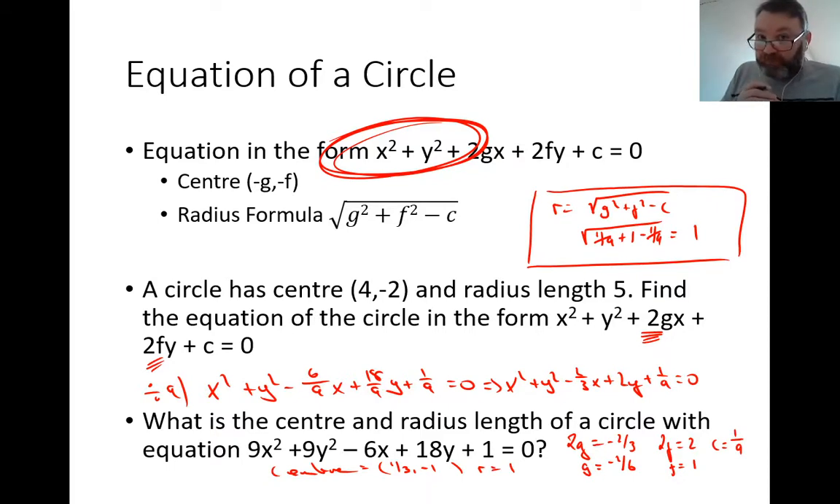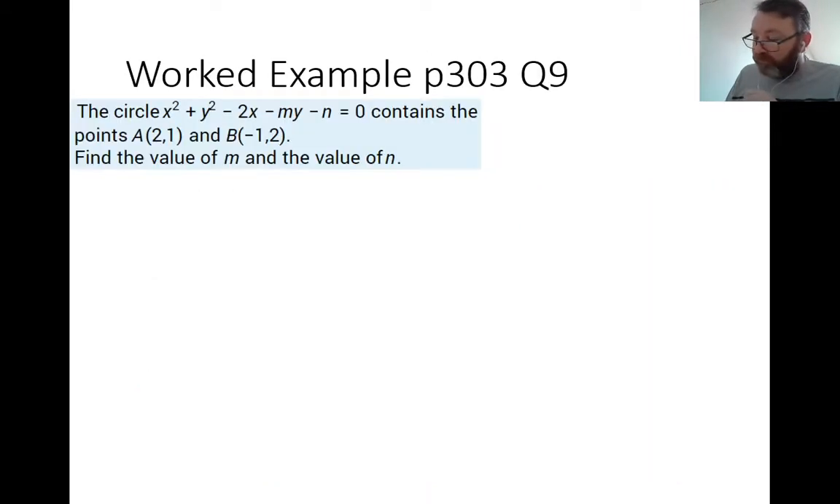You need practice on those formulas, okay? I need a lot of practice on those formulas. So let me just work on this, and I'm going to give you some questions to do yourselves. Page 303, question 9. The circle x squared plus y squared minus 2x minus my minus n equals 0 contains the points (2, 1) and (-1, 2). Find the value of m and the value of n. Now, m and n, they're asking you to get two variables. If you're asked to get two variables, you're going to be using a pair of simultaneous equations.